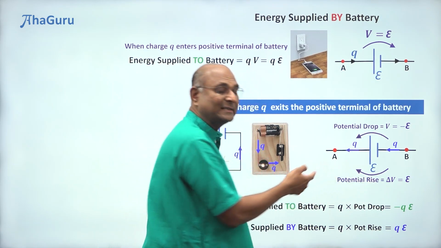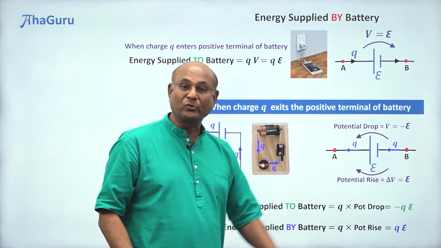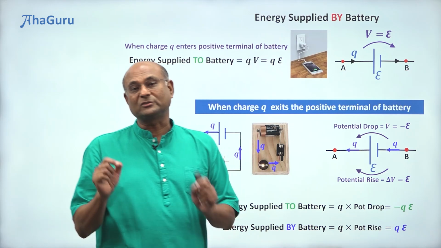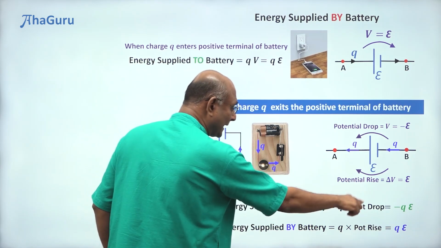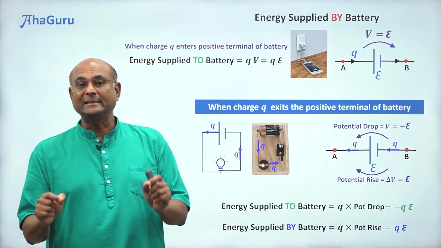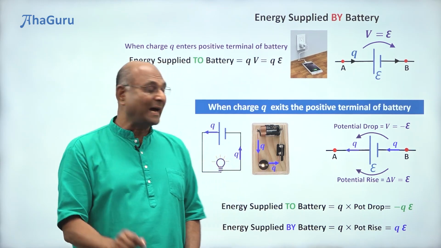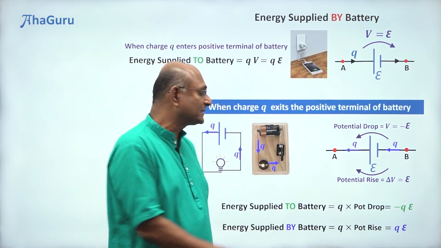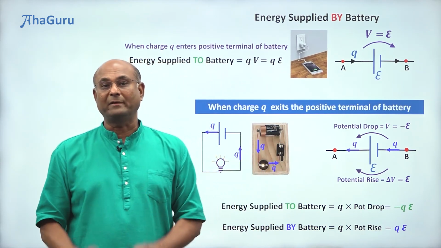Clearly, obviously, because energy supplied to the battery is minus QE, this is the opposite of that. So it is Q times E. So this is the formula that I'm going to use every time. Energy supplied by the battery is charge times the potential rise, Q times the EMF.